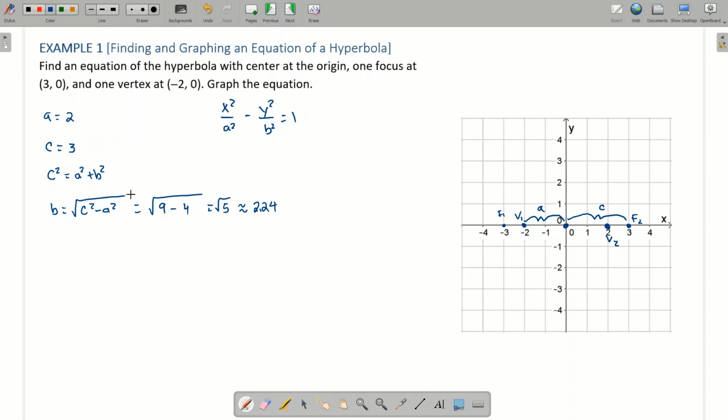So then we can just put in all the information. So we will have x squared over a squared, which is 4, minus y squared over b squared. Now don't use the decimal, square this, which would just put a 5 there, equals 1. So that's our equation. Pretty easy to get to that point. So we want to graph this. Now, unfortunately, the graphing of hyperbolas takes a little bit more work. We know that it passes through these two vertices, but we don't have any other points at this moment.